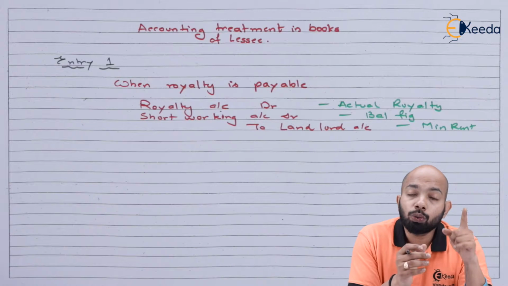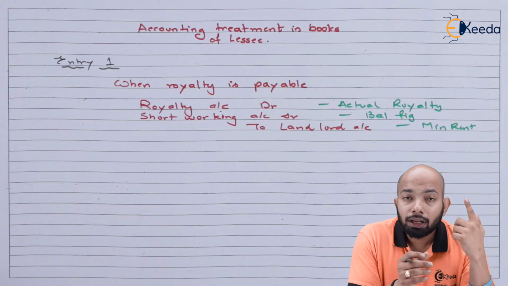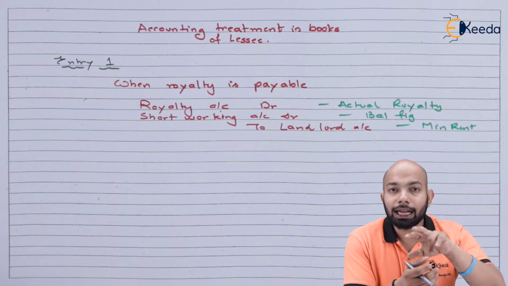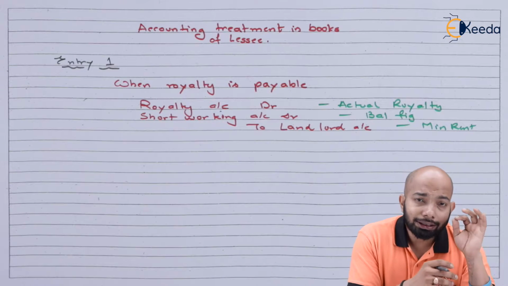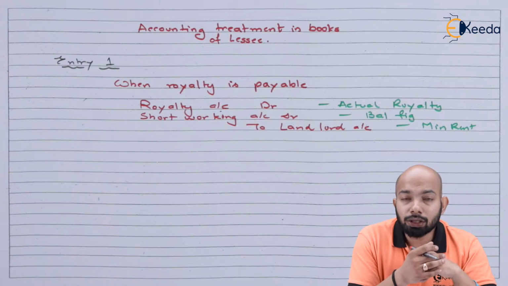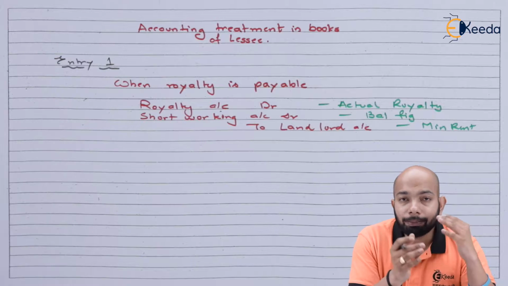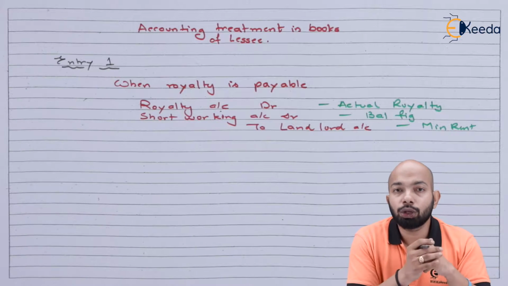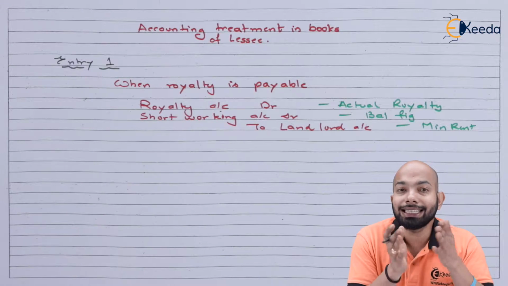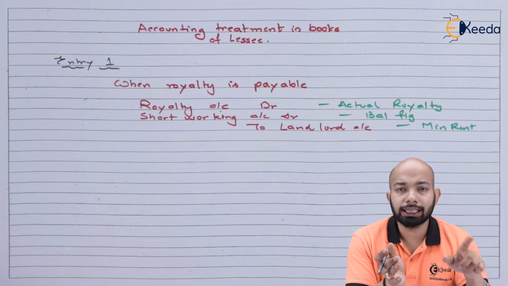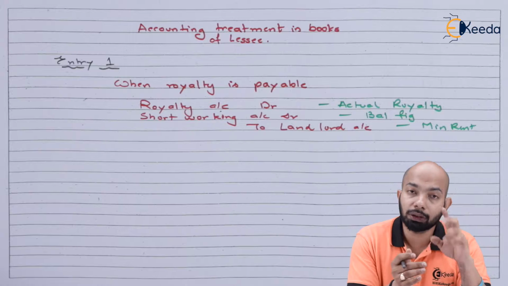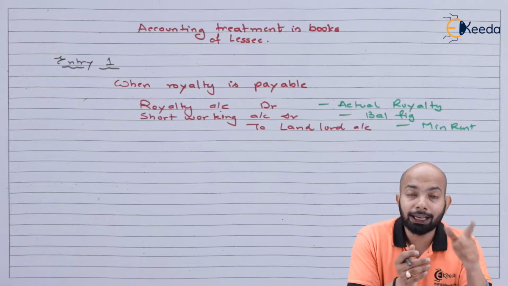Royalty account will refer to the actual royalty and the landlord account will refer to the minimum rent that is supposed to be paid. If there is any balancing figure, that is the short working. For example, if the minimum rent is 10,000 and the actual royalty is 8,000, the difference between them is 2,000, that is the short working. However, if the actual royalty is 12,000 and the minimum rent is 10,000, then there is no short working. Actual royalty will be 12,000 and the landlord account will also be credited with 12,000. So that is what you need to understand. Let's go on to the next entry now.